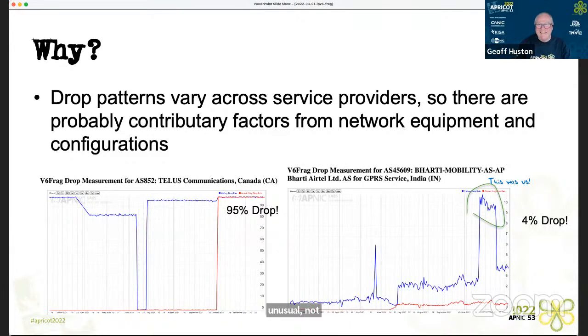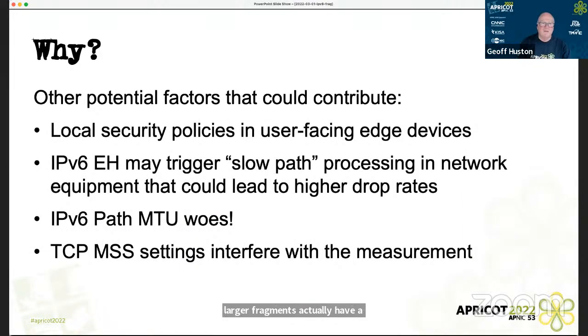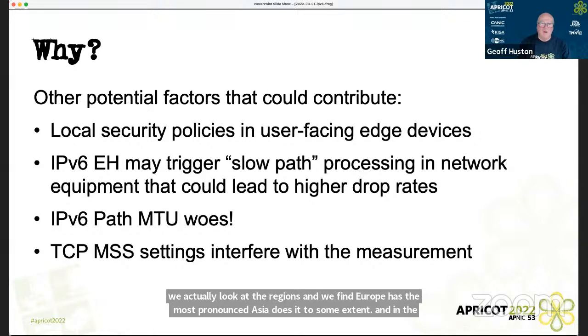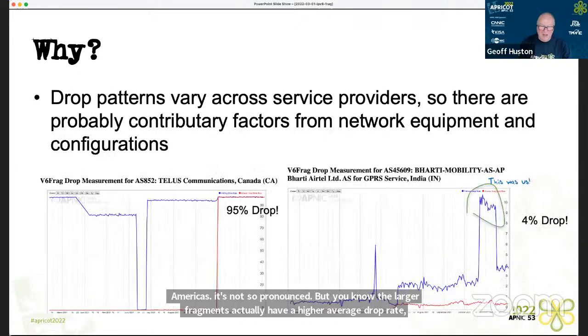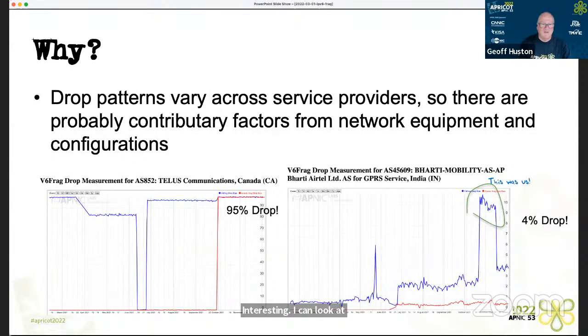But Bharti in India, a relatively recent deployment, the drop rate's around 4%. It's brilliant. And so service providers and their equipment and configs seem to have a lot to do with this. Local security policies, because some people don't like fragments. I don't think TELUS likes fragments. It's just, you're fragmenting, I'm going to drop you. On behalf of my users, go away.